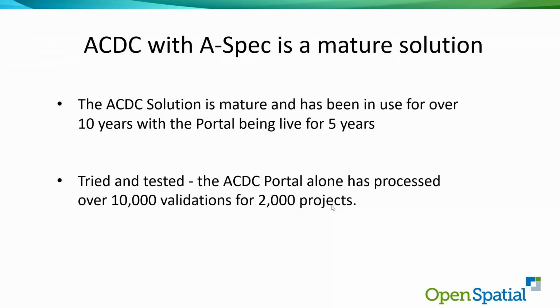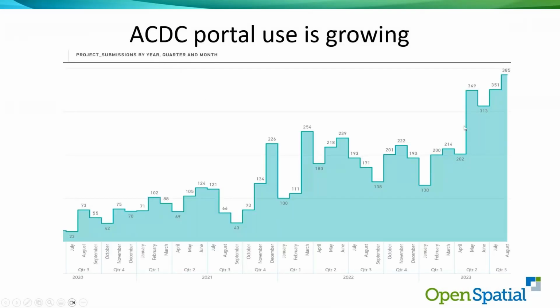So ACDC with A-SPEC is a mature solution. It's been in use for over 10 years. The portal has been live for over 5 years. More than 2,000 projects, over 10,000, so we're on about 14,000 validations now. We've had the last 5 months with more than 300 submissions to the portal every month, so the use is growing.